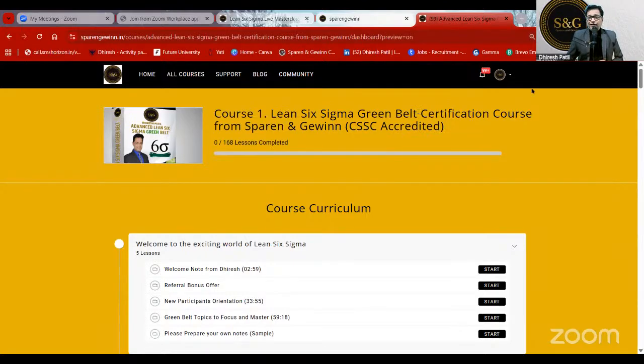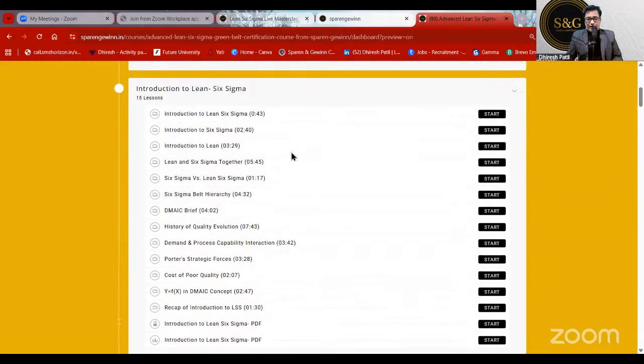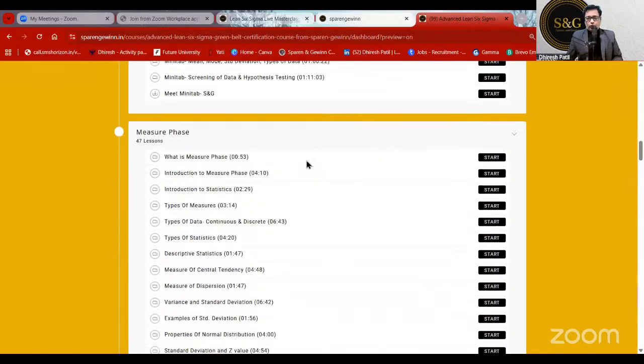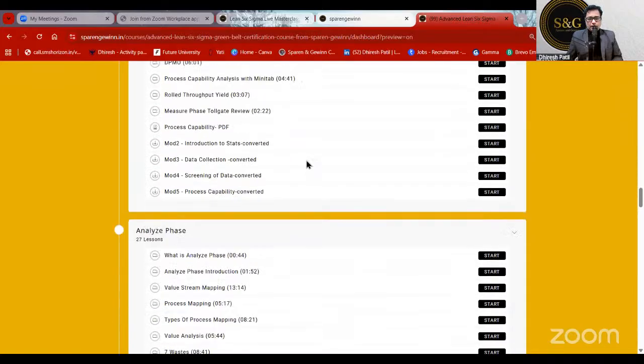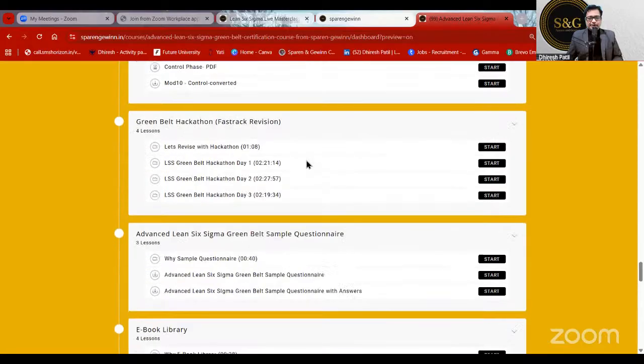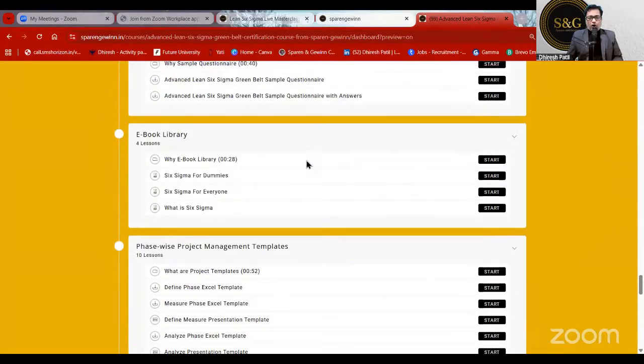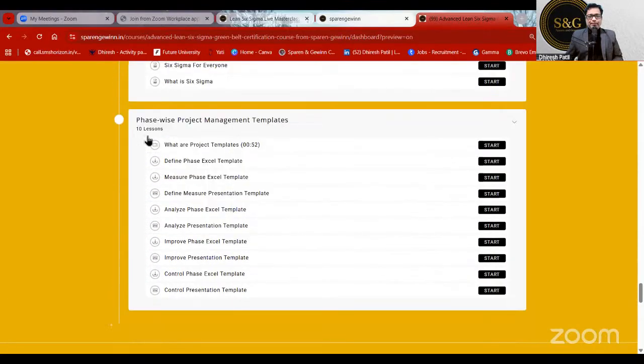Okay, SNG mentor. Now, once you get the login to our LMS, www.sparangavin.in, and once you log in, you come to course number 1, which is green belt. Now, at the bottom of the course, you can see something very interesting, which is called project templates. The last section is phase-wise project management templates.